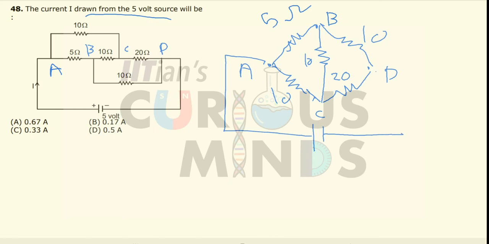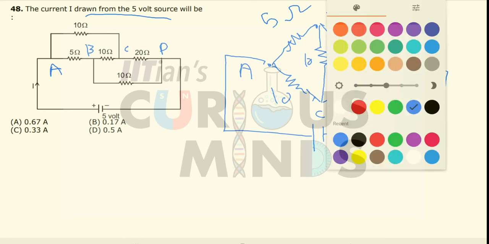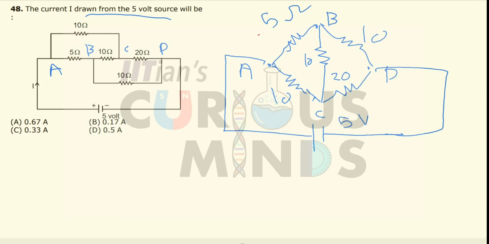Okay, and this is the rest of the circuit with 5 volt. There is no internal resistance given over here. I can clearly say that if I arrange this, this looks like a Wheatstone bridge. So R1 by R2 is equal to 5 by 10, which is equal to 1 by 2. R3 by R4 is equal to 10 by 20, which is again equal to 1 by 2. So R1 by R2 is equal to R3 by R4.